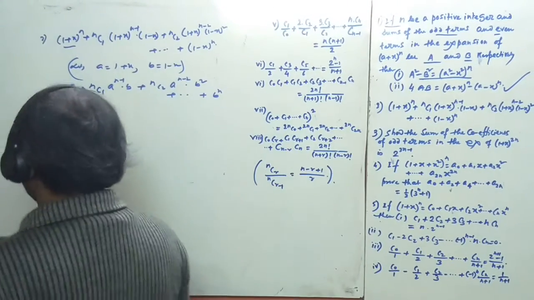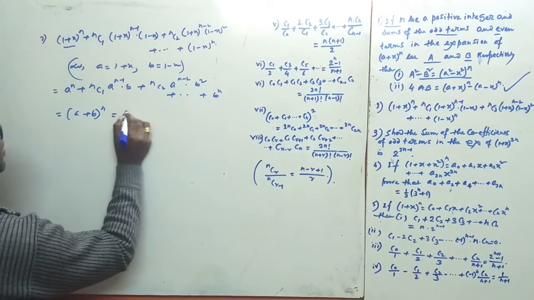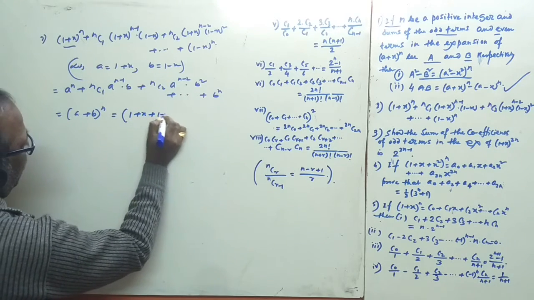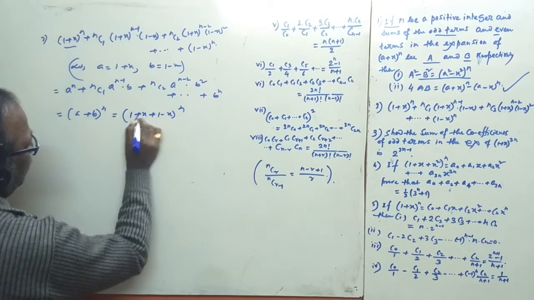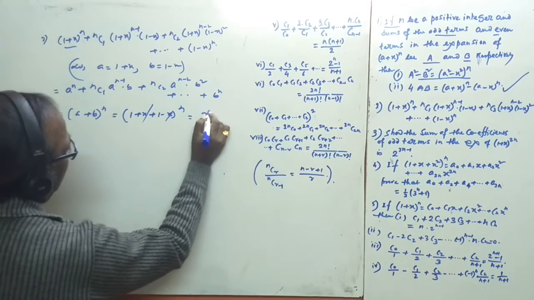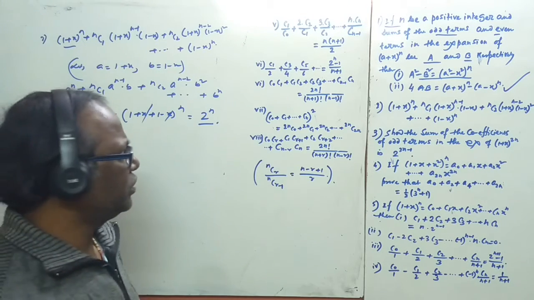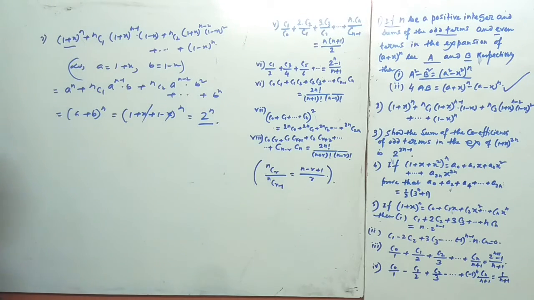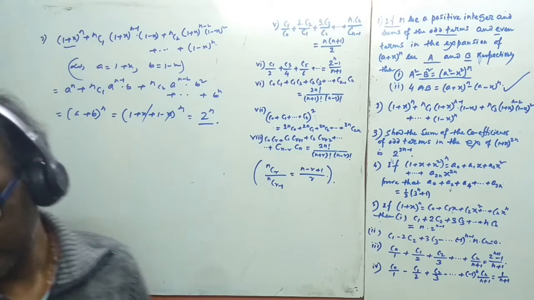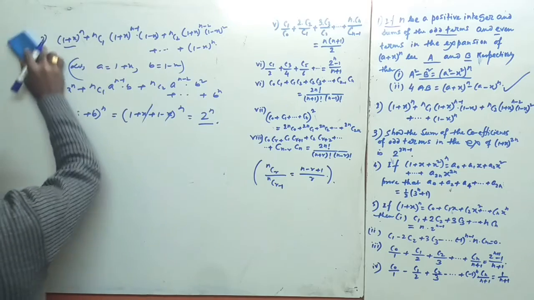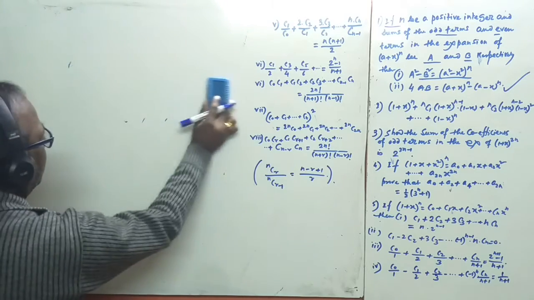Now replace a and b with 1 plus x and 1 minus x, to the power n. So the x terms are cancelled and this is to the power n. This is proved here. This is a very easy question, but you should follow the formula, then easily you can do it. Now question number 3.